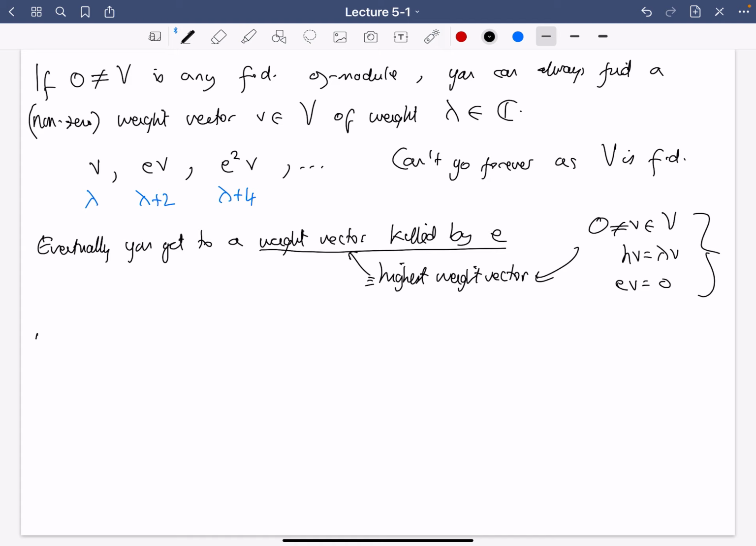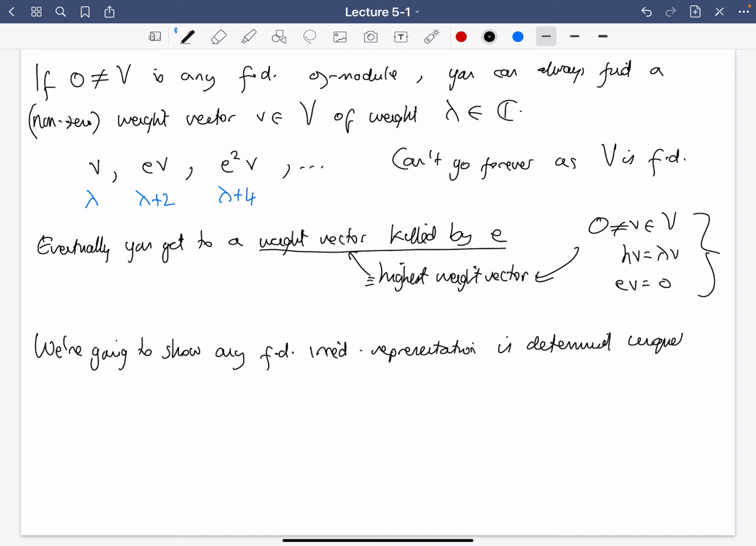And what we're going to do is show that any finite dimensional irreducible representation is determined uniquely up to isomorphism by what's called its highest weight. And that's just the weight of a highest weight vector.